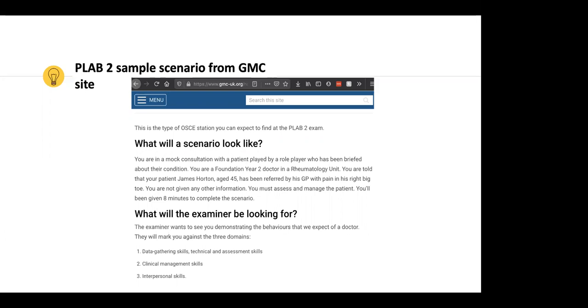Okay, thank you for that. I think that's very good. So say, for example, I said, "Doctor, I'm feeling really sad, my big toe is really affecting my work." How would you show your interpersonal skills? Can anyone give me an example of how they would try to demonstrate their interpersonal skills to the examiner?